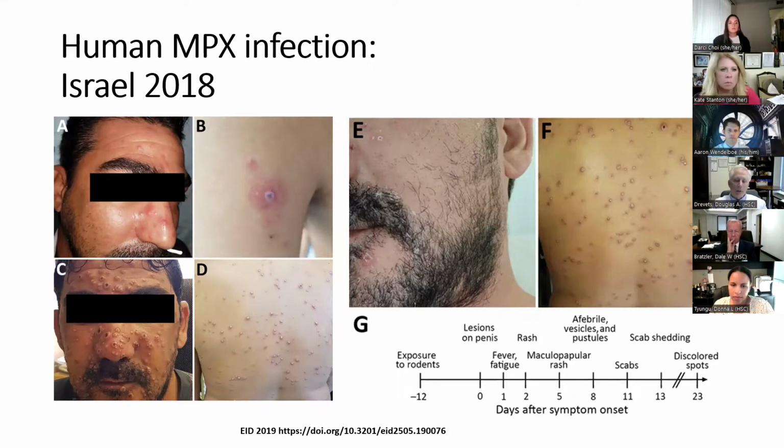And this gentleman's timeline is down there in the lower right. He was exposed to rodents about 12 days before his first sore, and then he had fatigue. A couple of days later, he started developing the rash all over his body. His fever finally went away, scabbed, and then about 2 weeks later, the scabs fell off and there were small discolorations and some scars left.